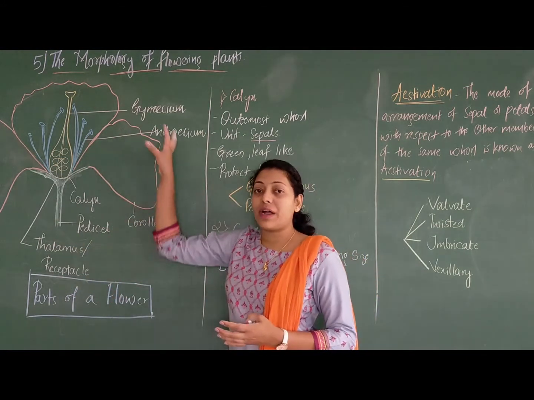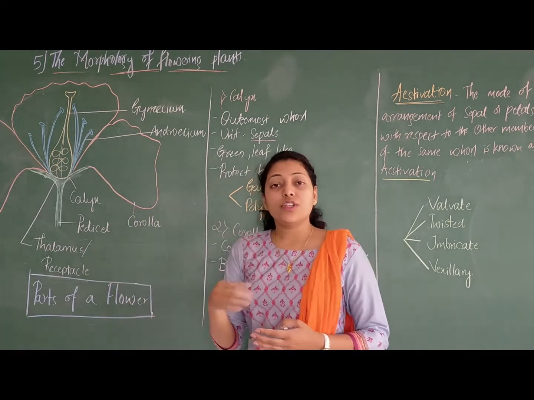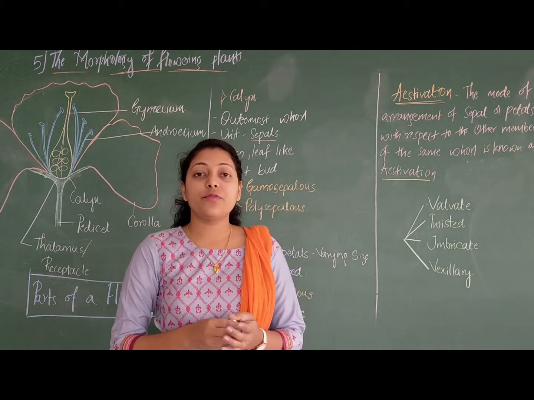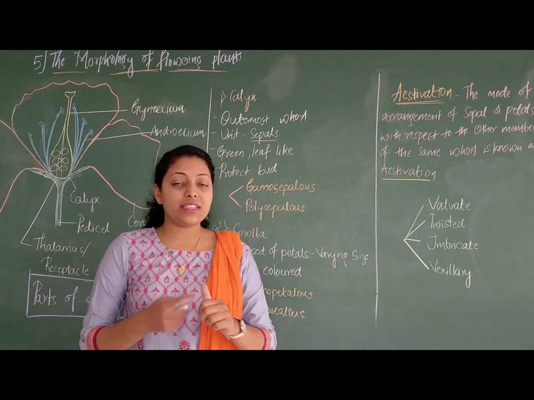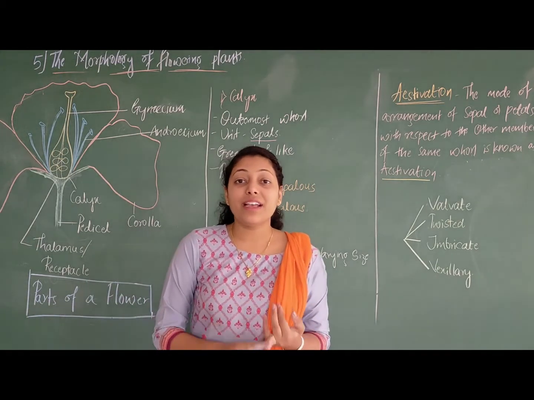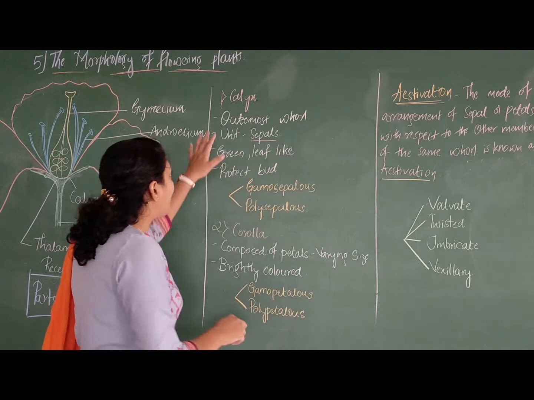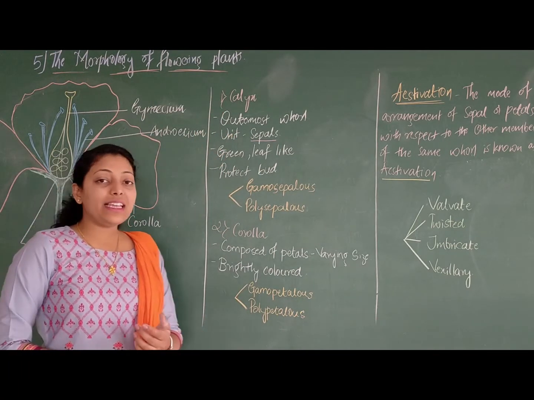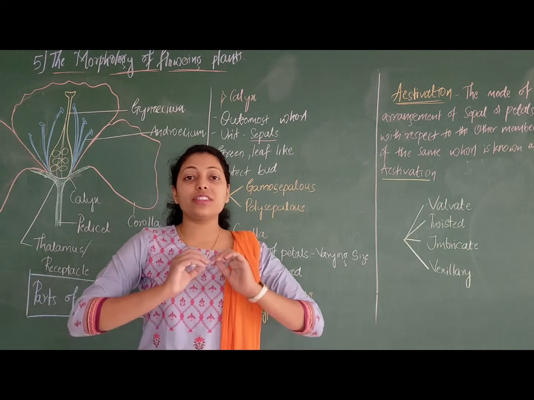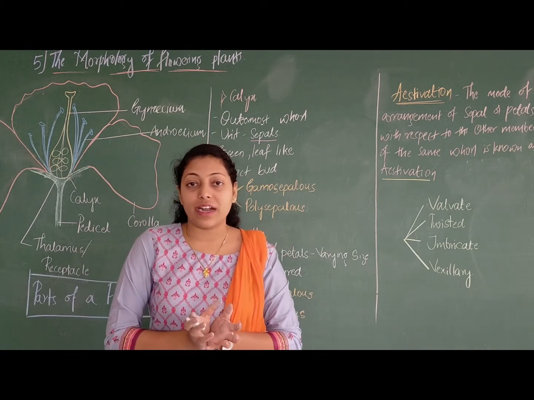So these are the different parts of the flower which you can observe. Moving back to the different parts, we can first study calyx. We all know that there are 4 parts: calyx, corolla, androecium and gynoecium. Very good. So now we will move to the first part, which is called calyx. Calyx we have taken first because it is the outermost part.